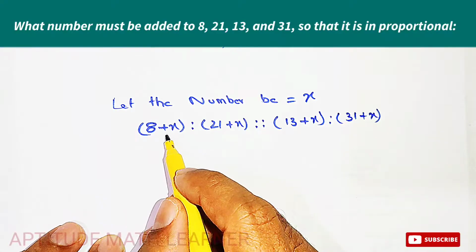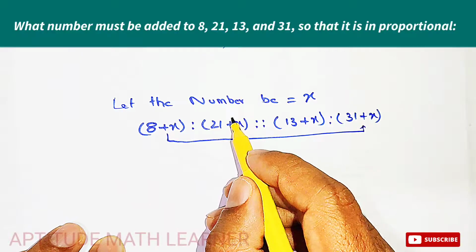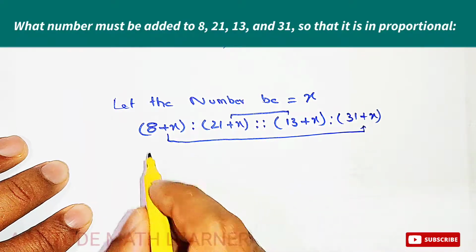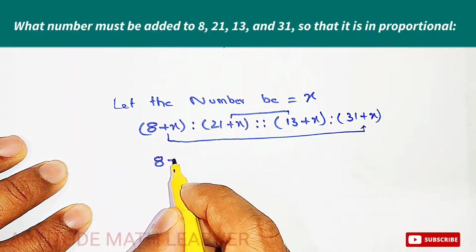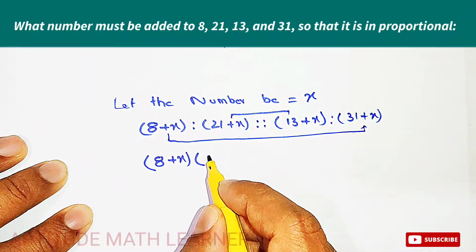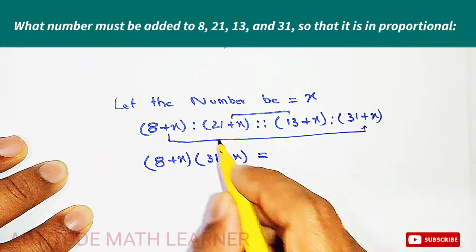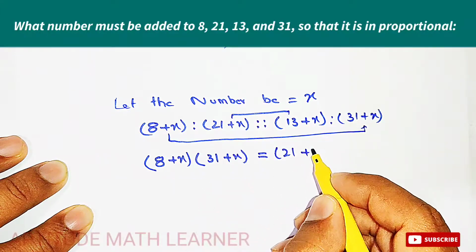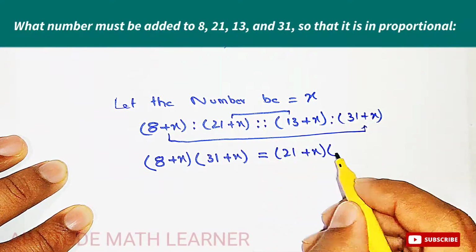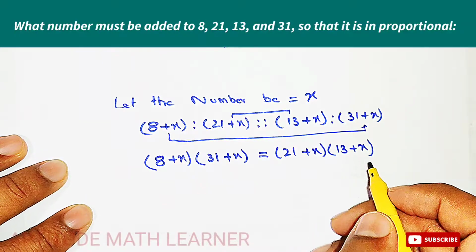For this, we multiply this by this, and this portion with this. So we take 8 plus x multiplied by the last number 31 plus x, equal to 21 plus x multiplied with 13 plus x. I hope till here you have completely understood.